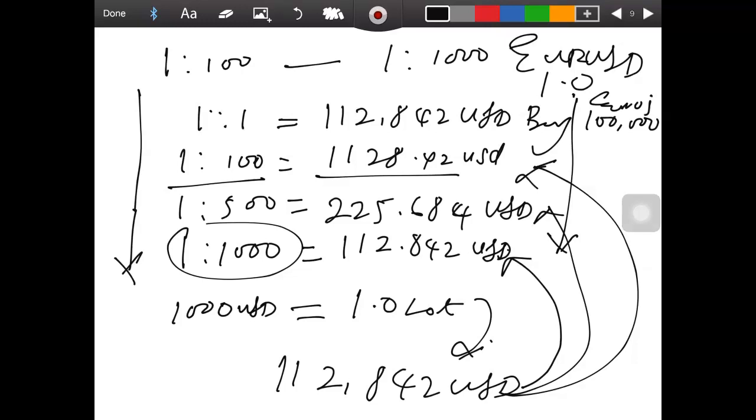So the options are there when you're opening your account. Even after you open your account, you can change your leverage at any time to whatever leverage you want, so long as you do not have an open trade. Okay, so this is basically the power of leverage.